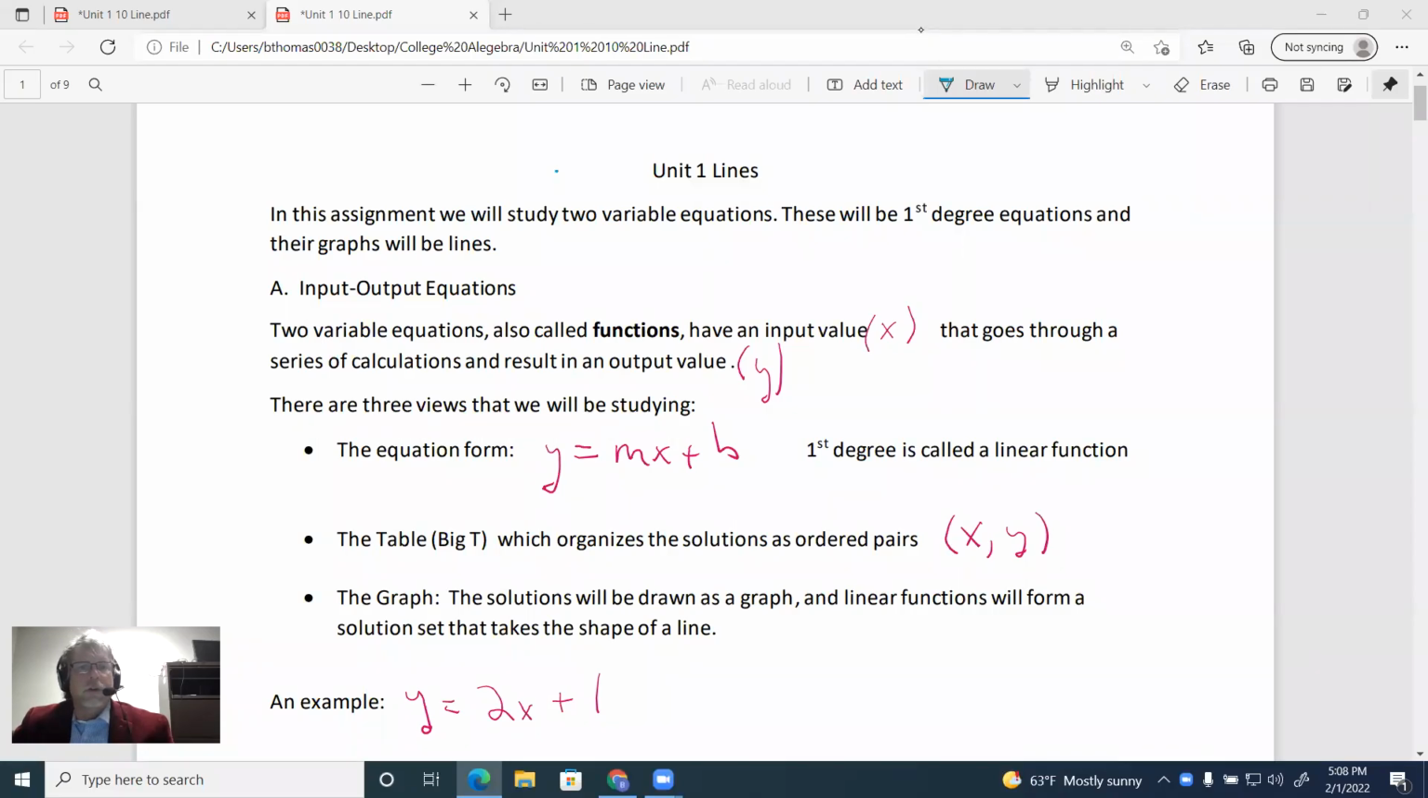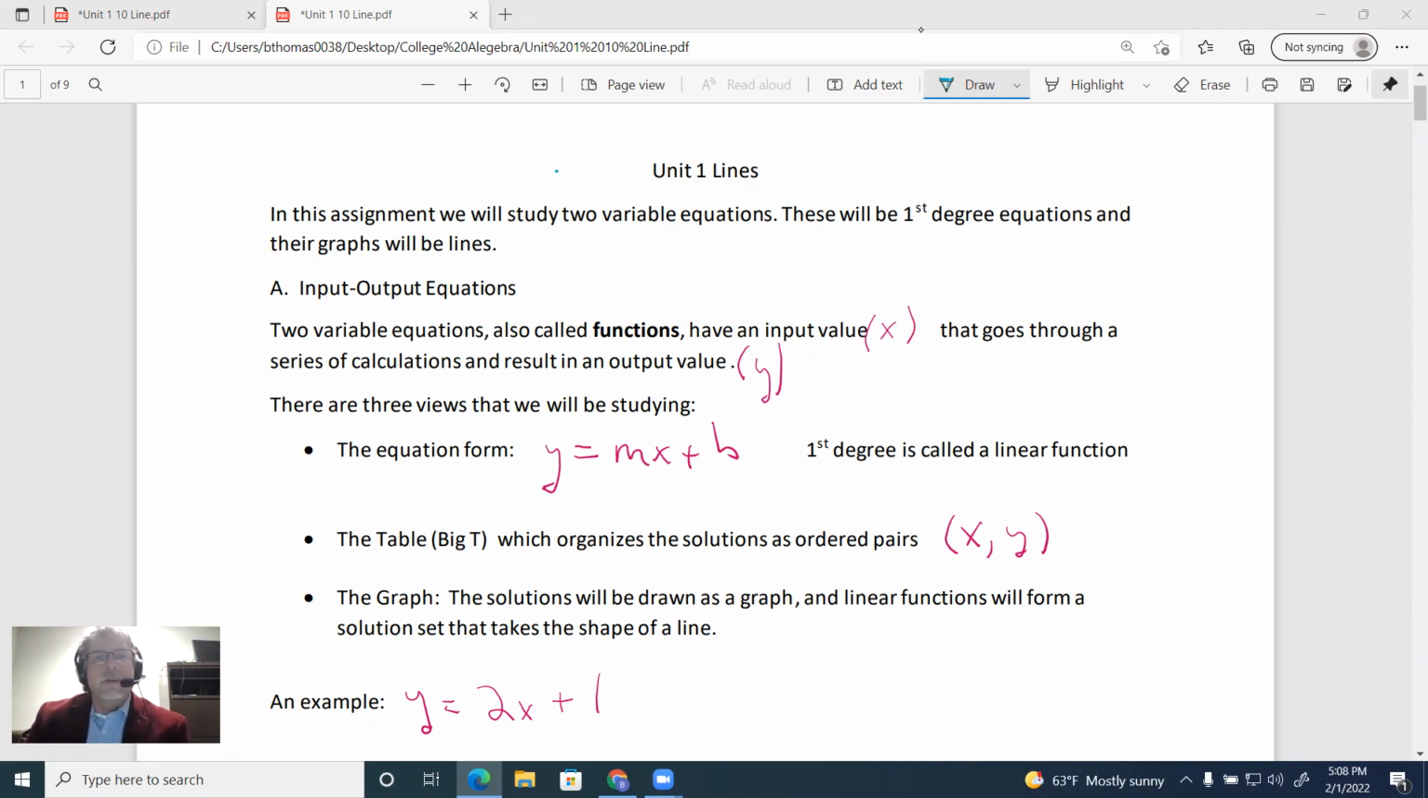So good afternoon. We're going to do a lesson on lines today. This is the last lesson in Unit 1. So in this assignment, we're going to study two variable equations. And the one we're going to study this time is going to be what we call first degree equations. And when we do this, you're going to recognize that their graphs are going to be lines.